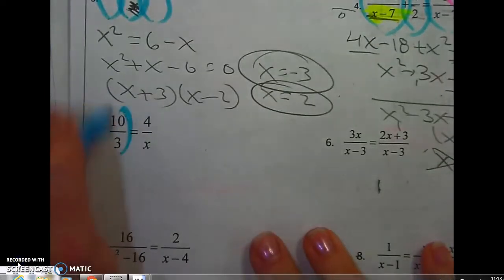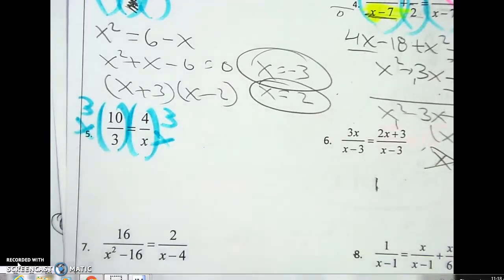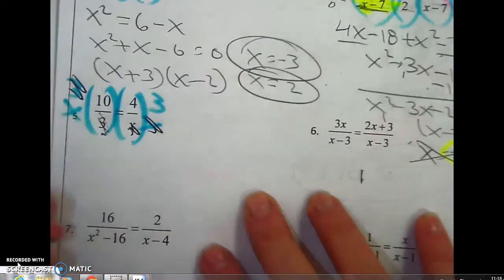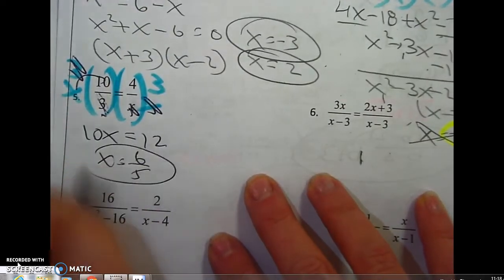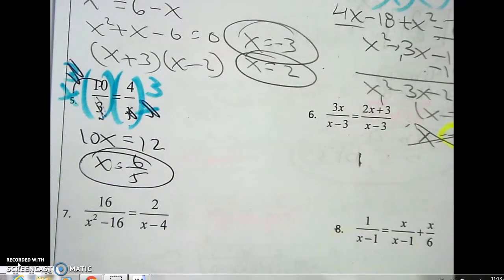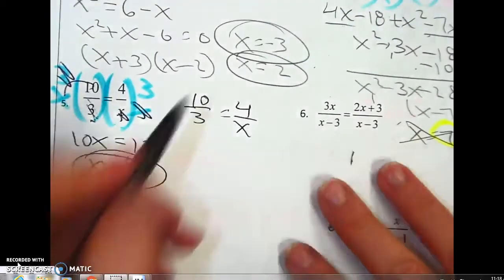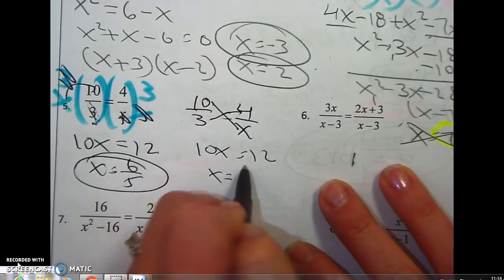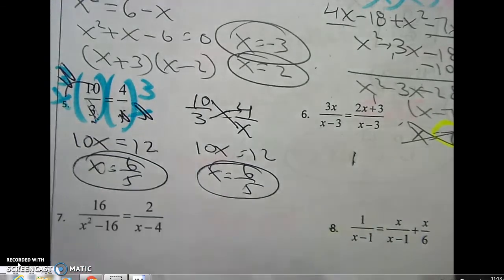So number 5, just like the rest. First guy is a 3, give him a 3. Second one's an x, give it an x. Cross off the 3's. Cross off the x. Distribute. 10x equals 12, x equals 6/5. Now I will say on your test, there is going to be a question that says, solve this in another way. So if you see 10/3 equals 4 over x, I don't know if you remember elementary school, make an x, multiply what touches, 10x equals 12. Either way works for me.